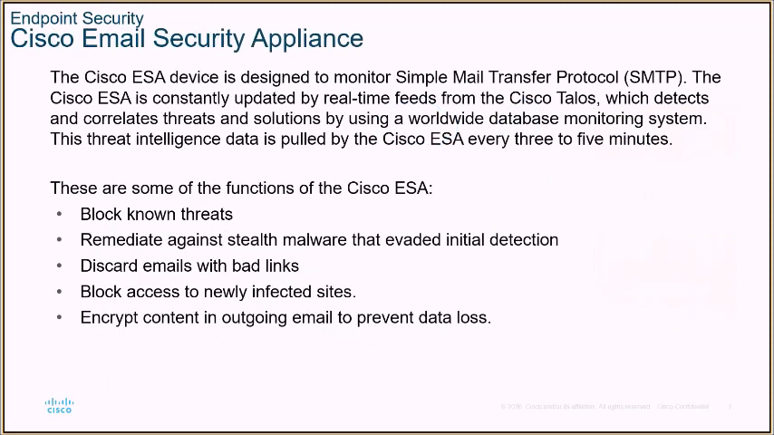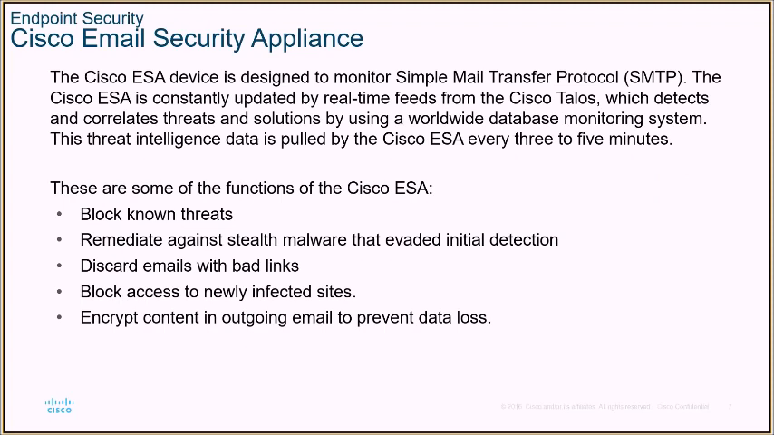All right, so a Cisco email security appliance is designed to monitor mail transfer. The ESA is constantly updated by real-time feeds from Cisco Talos, which detects and correlates threats and solutions by using a worldwide database monitoring system. And so this threat intelligence data is pulled from by the Cisco ESA every 3 to 5 minutes.